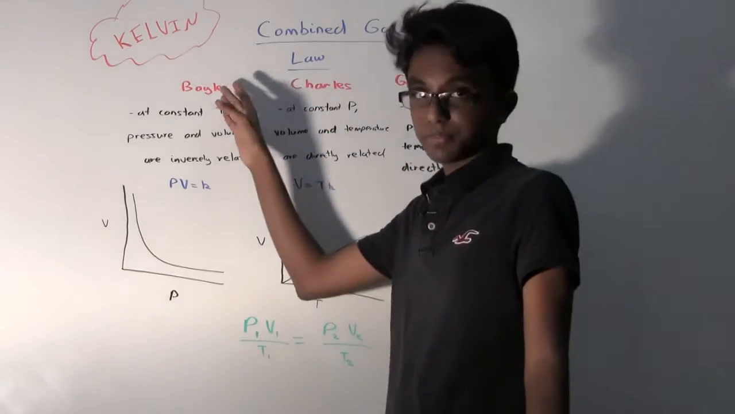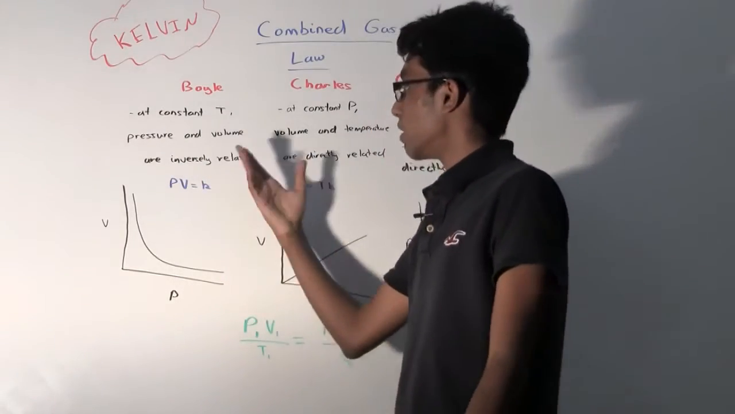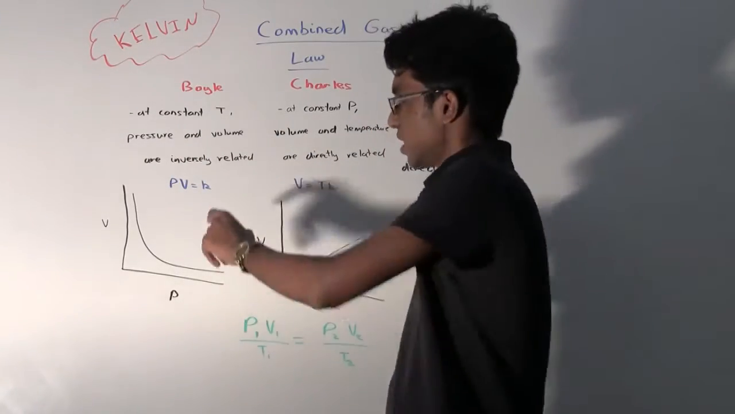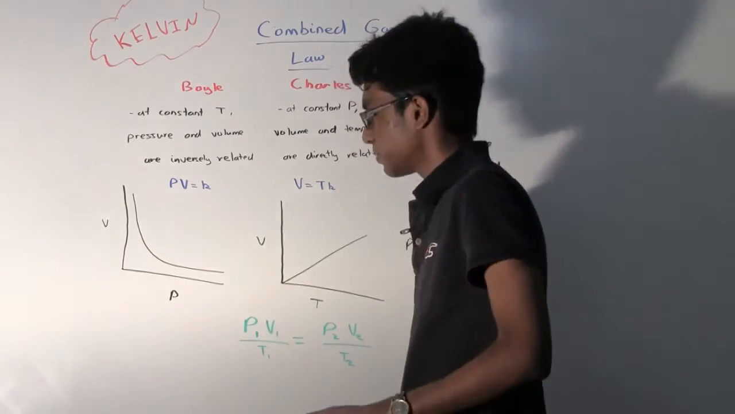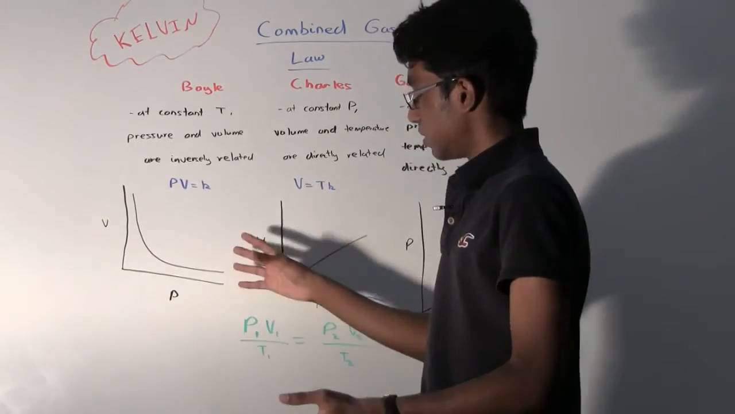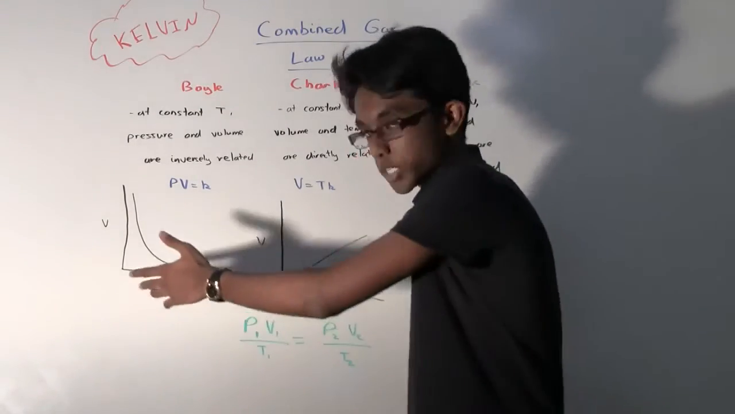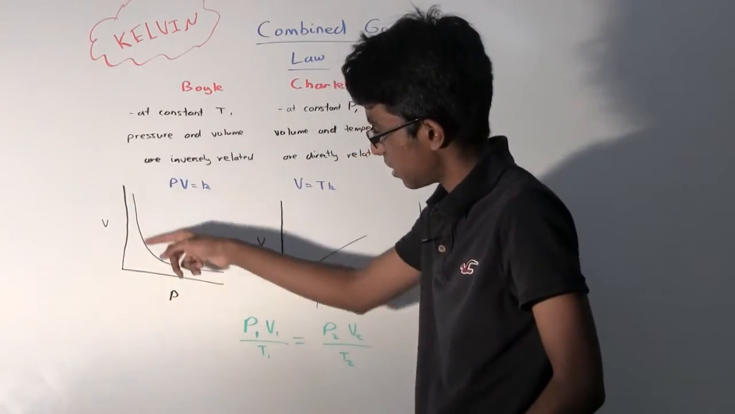So Boyle's law says that at a constant temperature, the pressure and the volume of a gas are inversely related. Mathematically, that's written as pressure of a gas times volume of a gas equals some constant. And on a graph, what that looks like is a curve. If you increase the pressure of a gas, then the volume is going to decrease. That's why you're having this curve here.